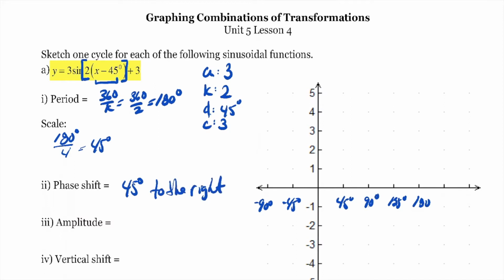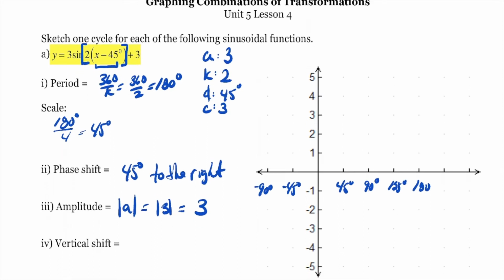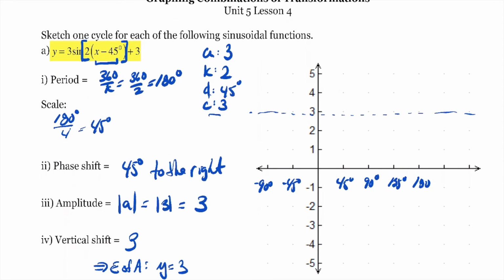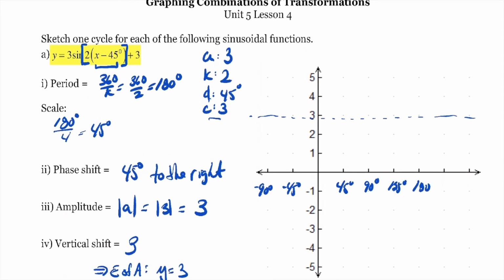The amplitude is simply the absolute value of my a value. So in this case, I'll write it down explicitly: the absolute value of 3, which is 3. Remember, amplitude is always positive, and the vertical shift we get from my c value. So that means the vertical shift is 3. That implies the equation of axes is y equals 3, because that's the equation of a line. And as I highly suggest, as we go off and graph this, always put in the equation of axes so we know exactly where the graph is going from.